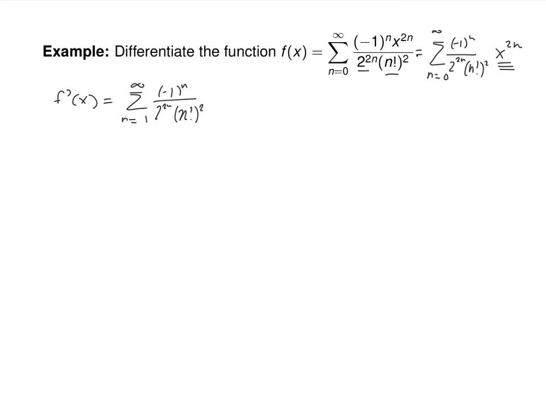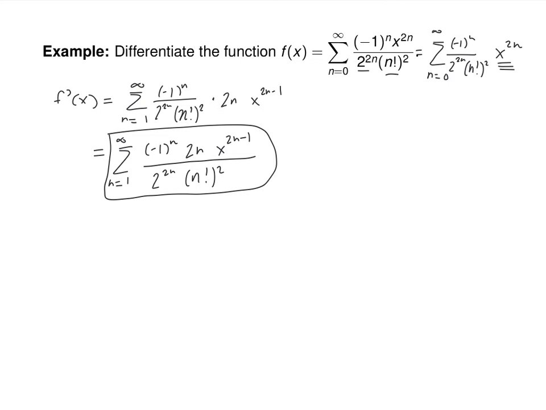The derivative of x to the 2n will be 2n times x to the 2n minus 1. And so that will be the sum from n equals 1 to infinity, -1 to the n, 2n, times x to the 2n minus 1, all over 2 to the 2n, times n factorial squared. But the point there being the thing you differentiate is the thing that has the x. Everything else is a constant.